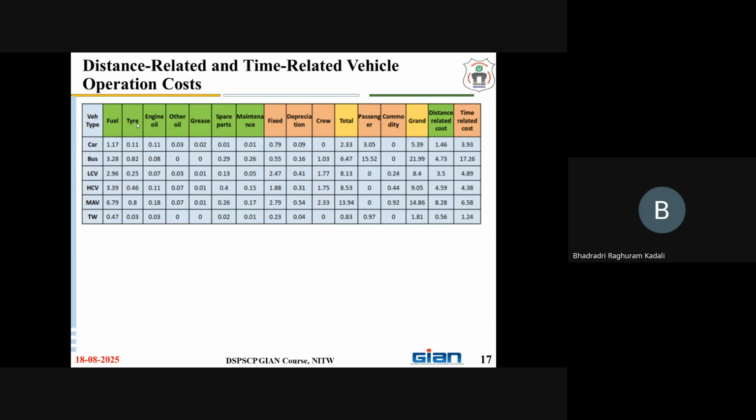So these components respective to the vehicle operating cost will vary, then corresponding to that it is estimated the same way. So the fixed cost and the depreciation, then the passenger and commodity values also will change respective to the different categories. So then based on that, they estimated the total distance related cost as well as the time related cost.